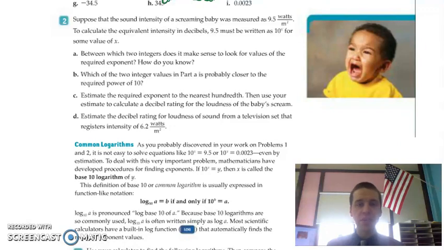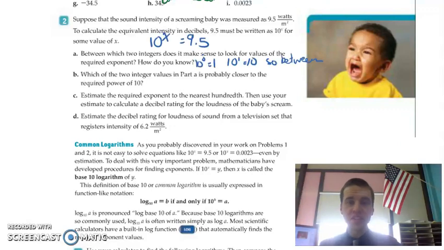I need you to answer A and B, and you need to look at this and really try to understand what A and B is asking, not C and D. So hopefully you realize that 10 to the 0 is 1, 10 to the first is 10, so the exponent must be between 0 and 1. Then which of the two integers in part A is closer to the required power of 10? Well, we better know that it's close to 1. It's not close to 0. 10 is closer to 9.5.